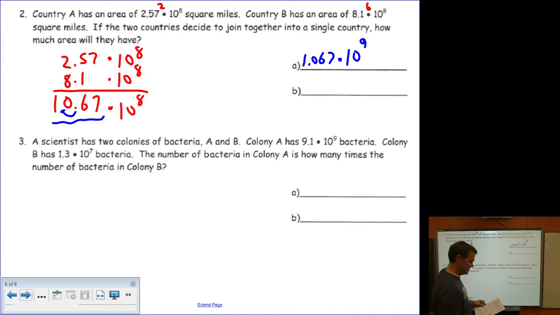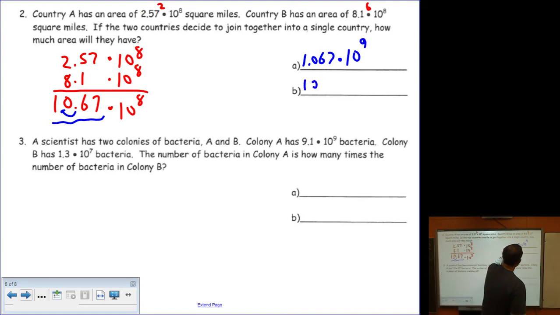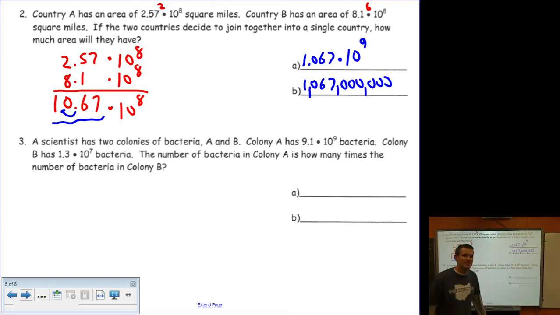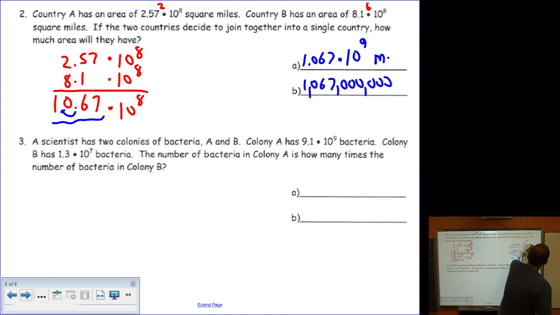And in standard notation, that would be 1.067, that's 3 spots. I need 6 more zeros. Put your commas in. Got to have the commas in the right spots. And this would be square miles? Yes, square miles.